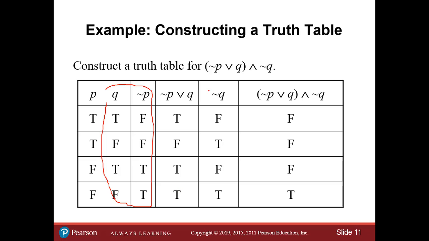Okay, and then finally we're going to connect this one and this one. So now we're going to look at these two columns, and this is an and. So and statements are only true when both statements being connected are true. So here, there's an F, so this is false. There's an F here, false. There's an F there, false. Two trues, true. And so we finally get our final result.